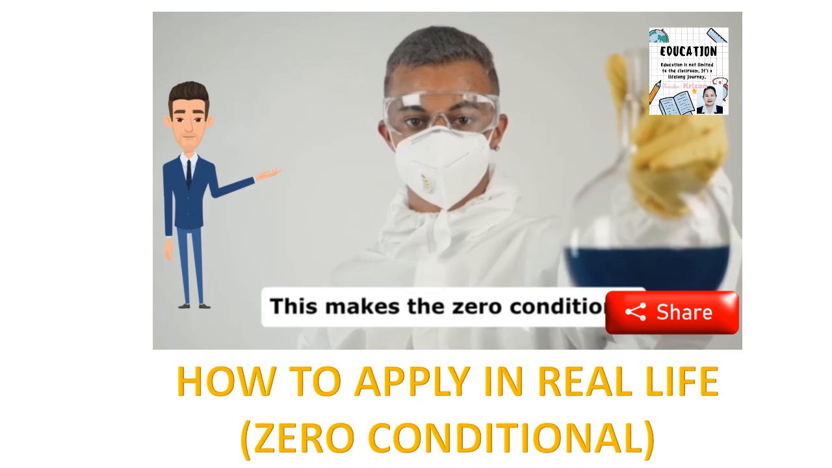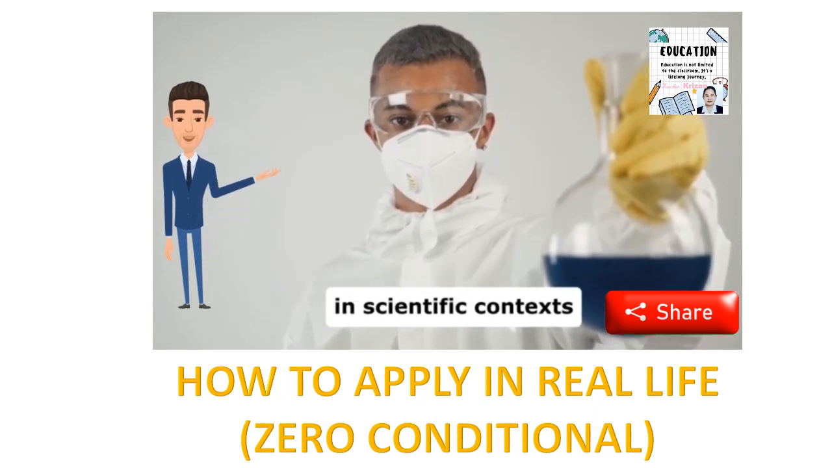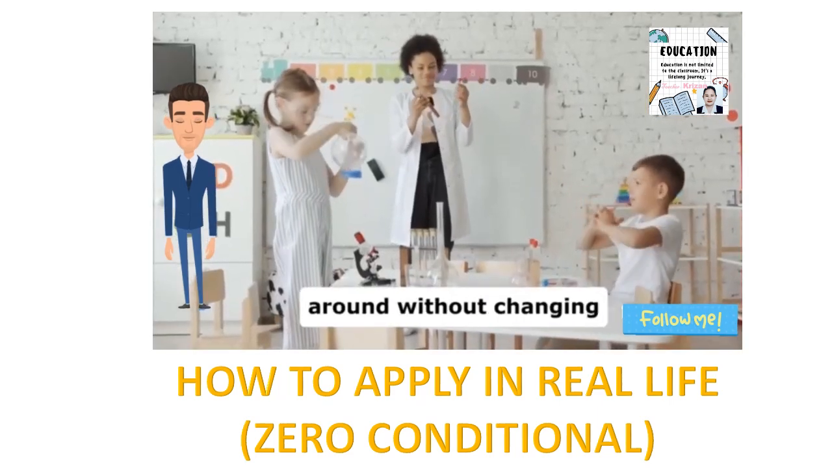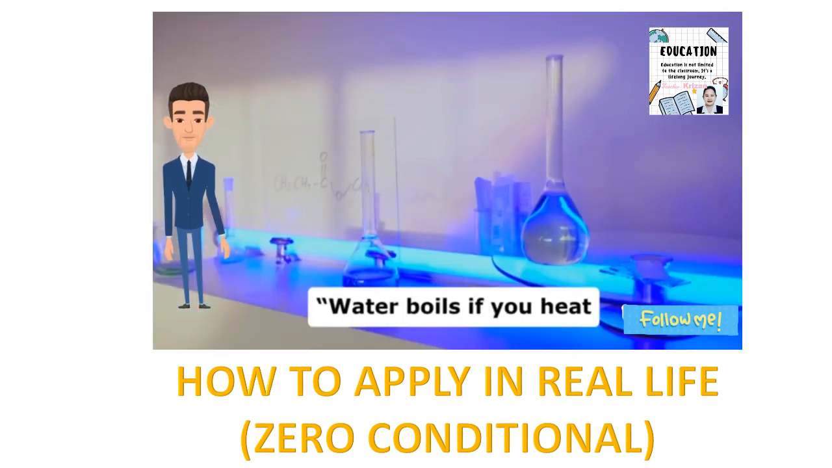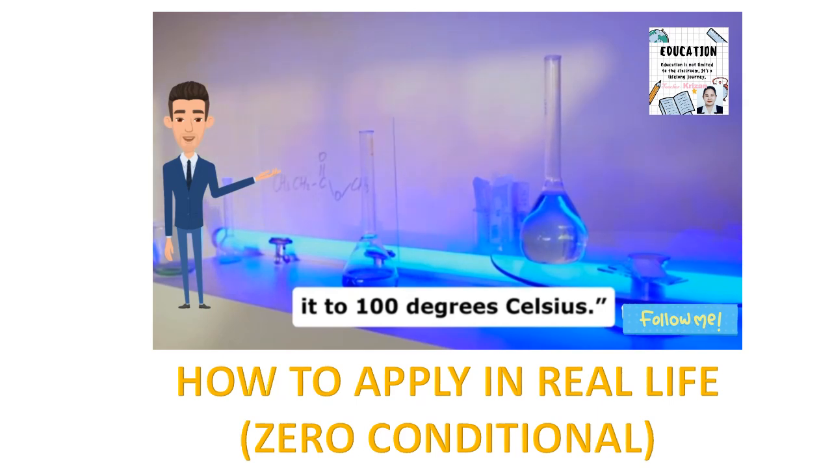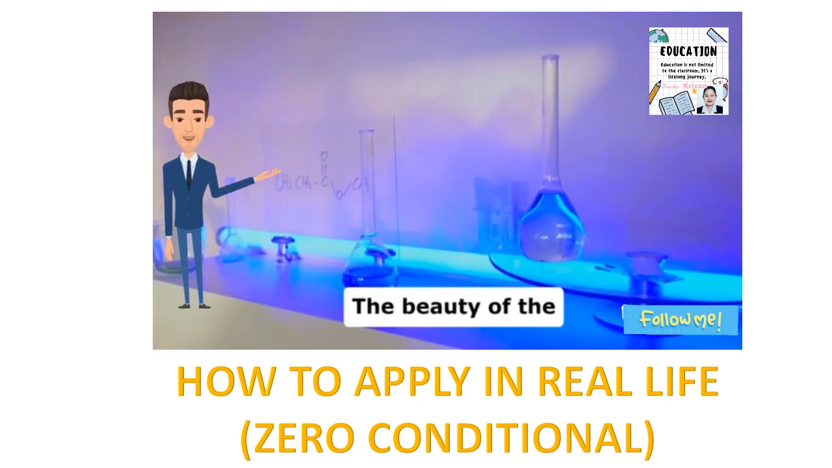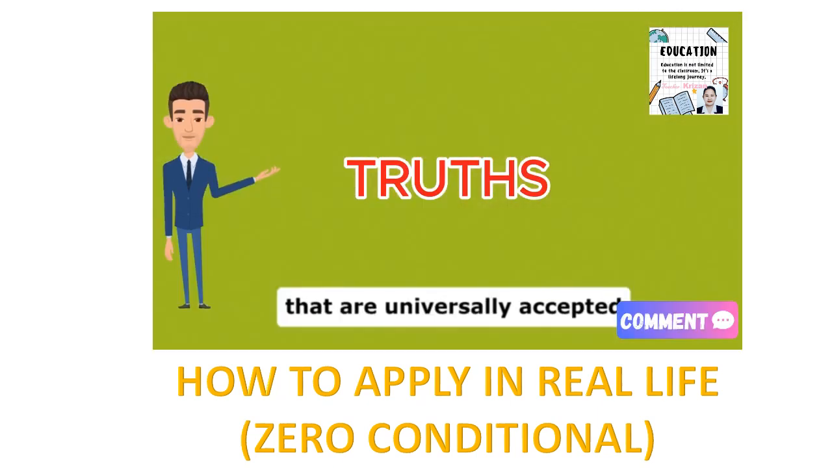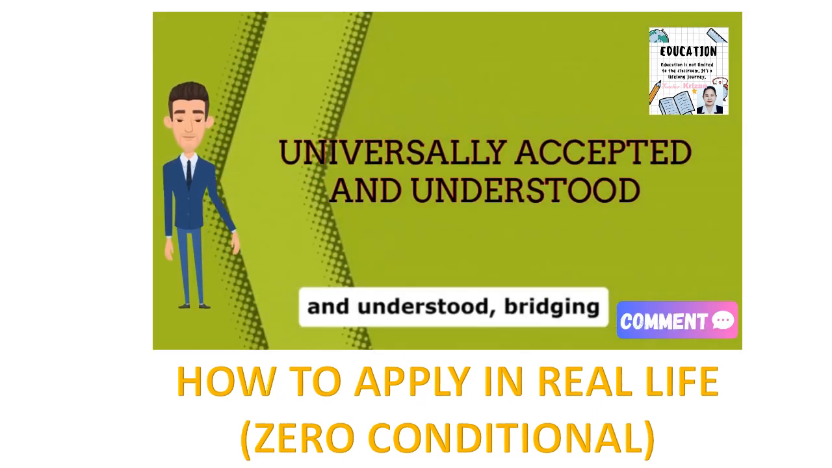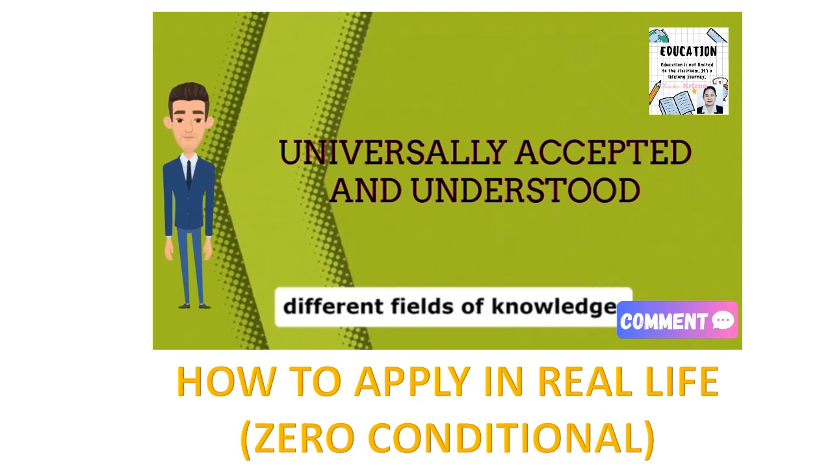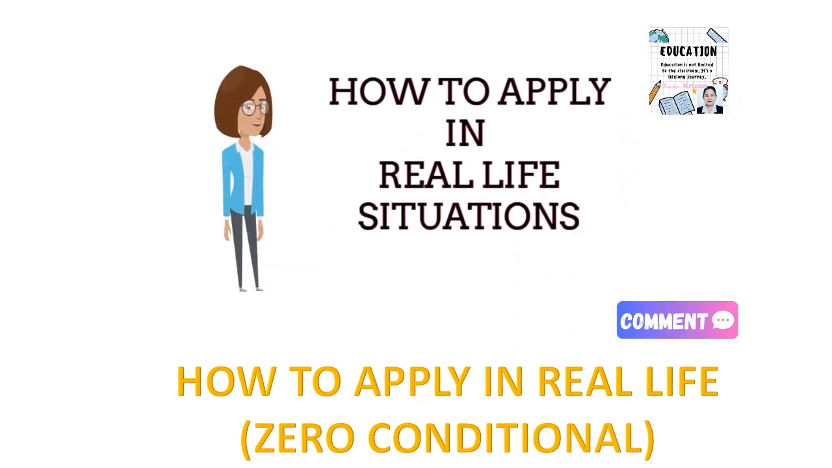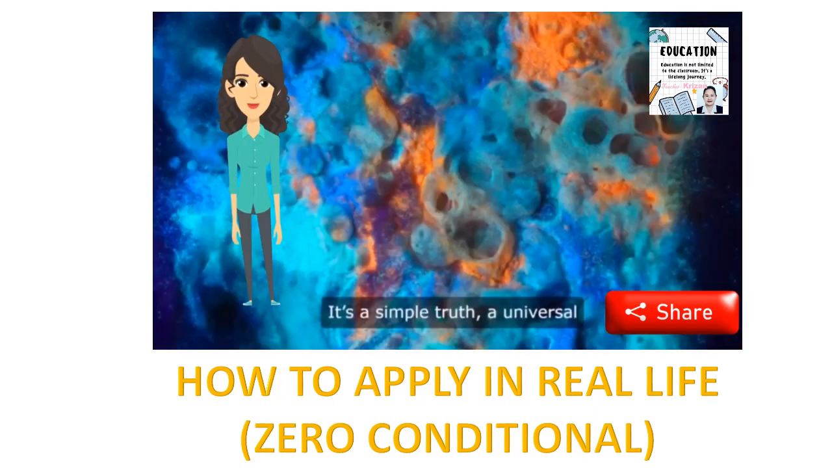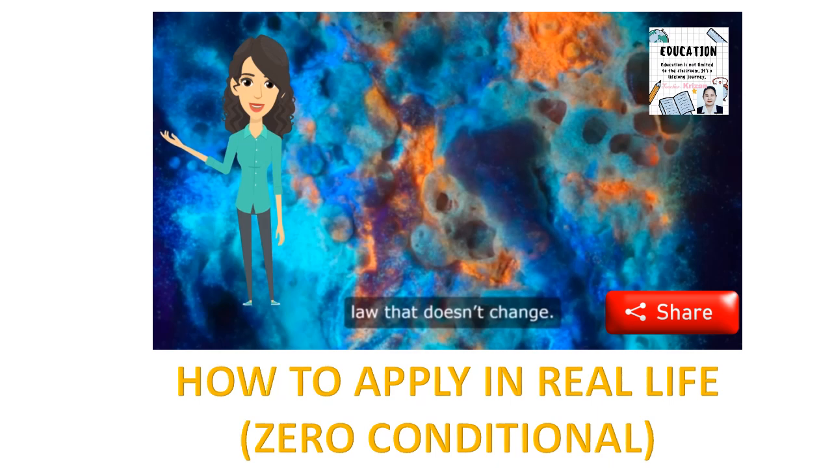This makes the zero conditional particularly useful in scientific contexts or when giving instructions. You can also flip the clauses around without changing the meaning, like saying, water boils if you heat it to 100 degrees Celsius. The beauty of the zero conditional lies in its simplicity and clarity, allowing us to convey truths that are universally accepted and understood, bridging communication across different fields of knowledge. Here are the example sentences in real-life situations. If you touch fire, you get burned. It's a simple truth, a universal law that doesn't change.